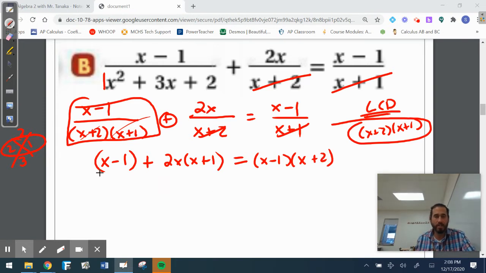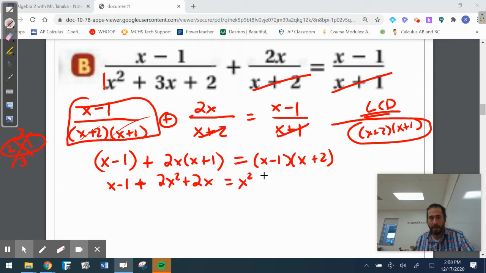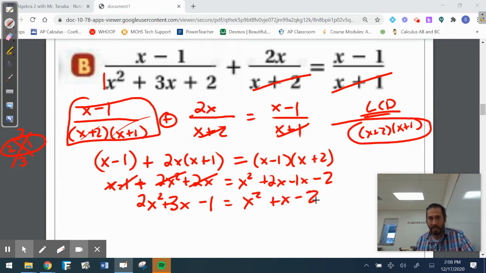So now we just got to do some multiplication. x minus 1 equals, x equals 1 plus, that'd be 2x squared plus 2x equals, here I got to distribute, x squared plus 2x, do a little FOIL, right, minus 2. Let's collect first before we get crazy. That becomes 3x positive, minus 1. This gets x squared plus 1x minus 2.